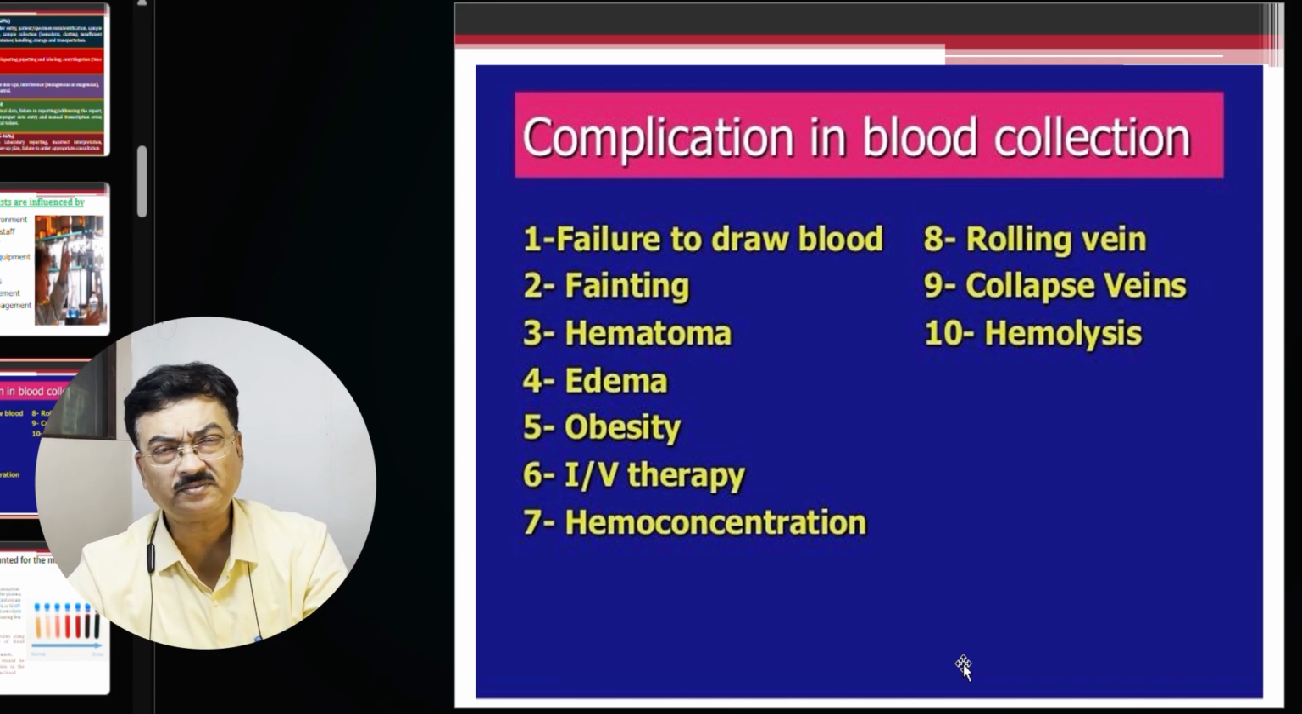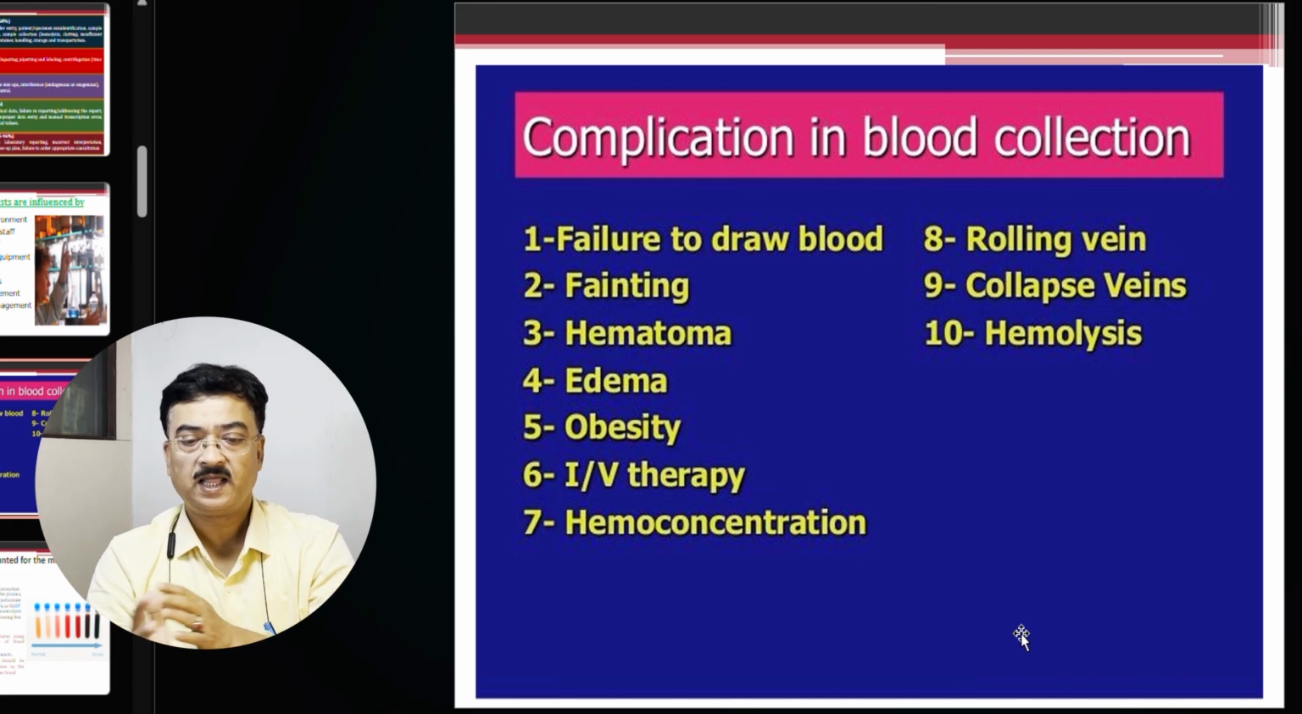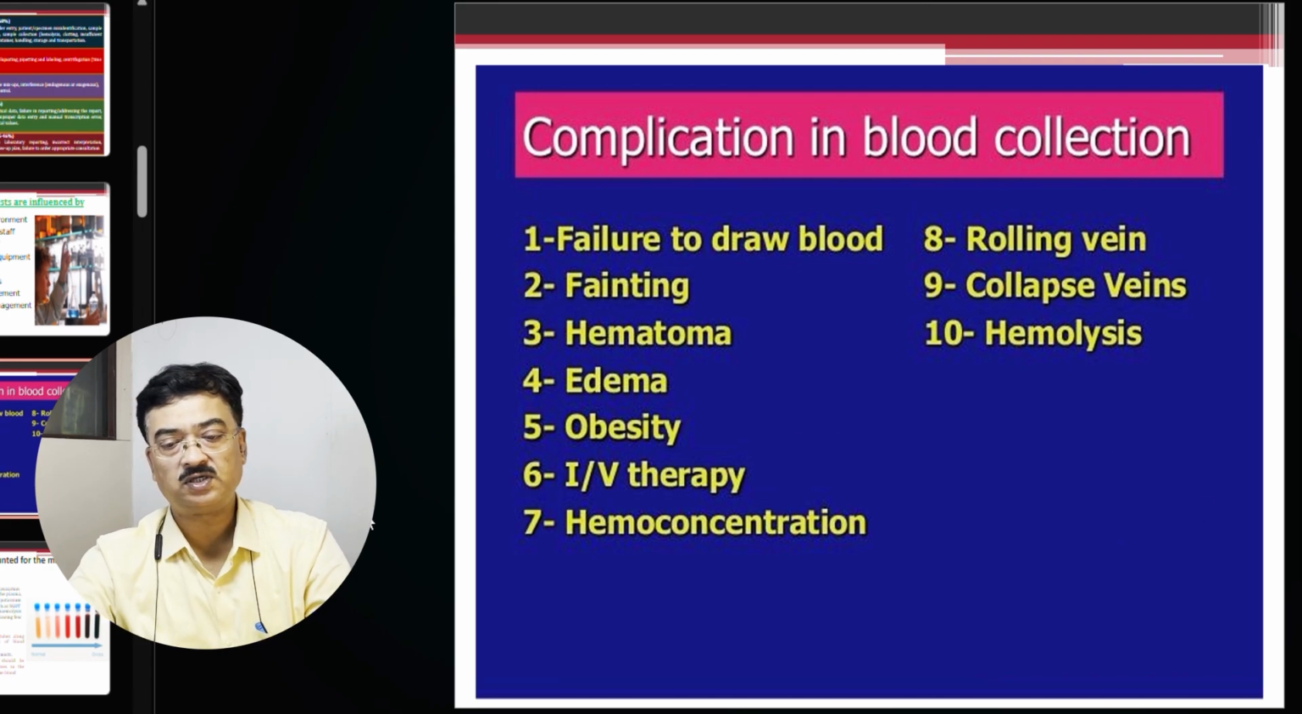Suppose one blood collection, a very simple process, can lead to so many faults, so many errors, like failure to draw blood. Sometimes the patient has a vasovagal attack and faints during the blood collection. You may double puncture and create hematoma, maybe edema. Excess obesity may cause difficulty.